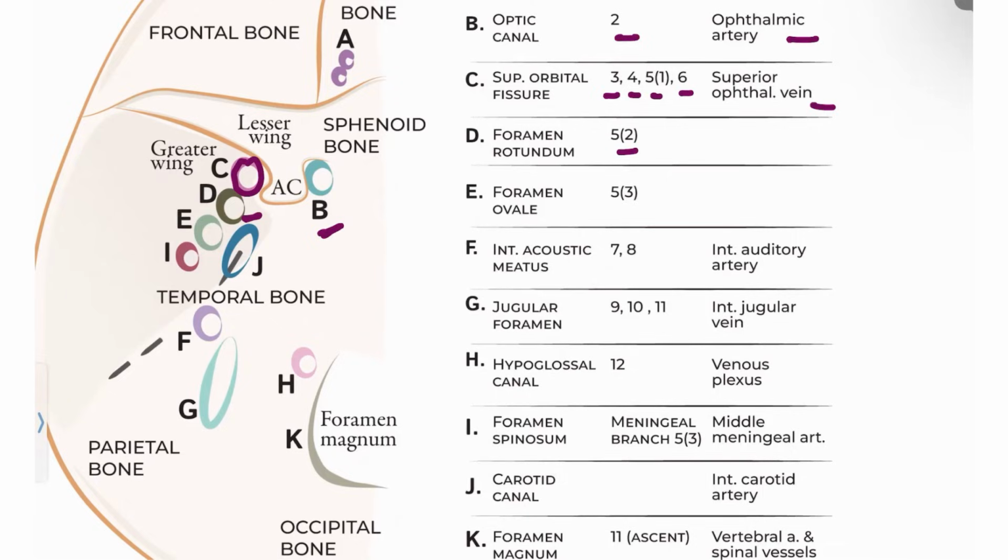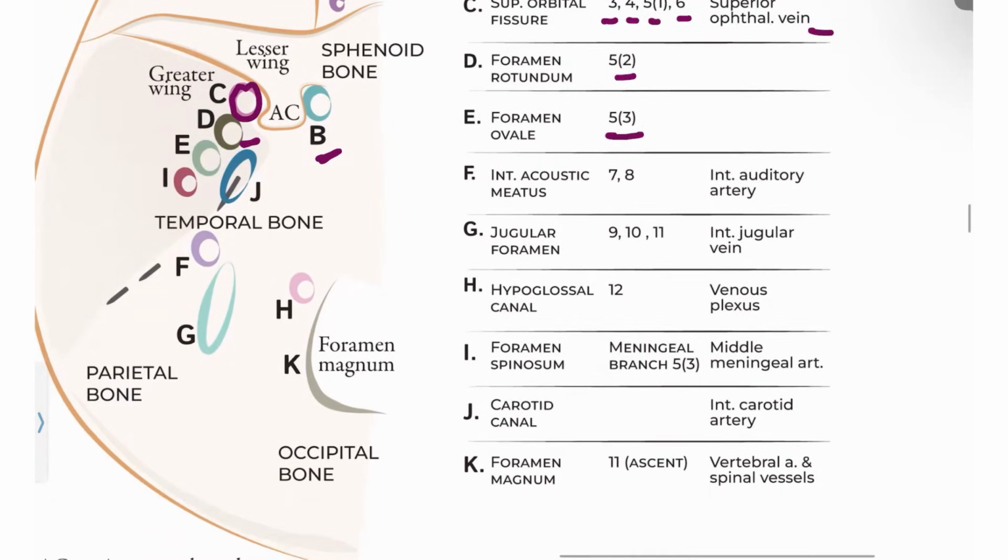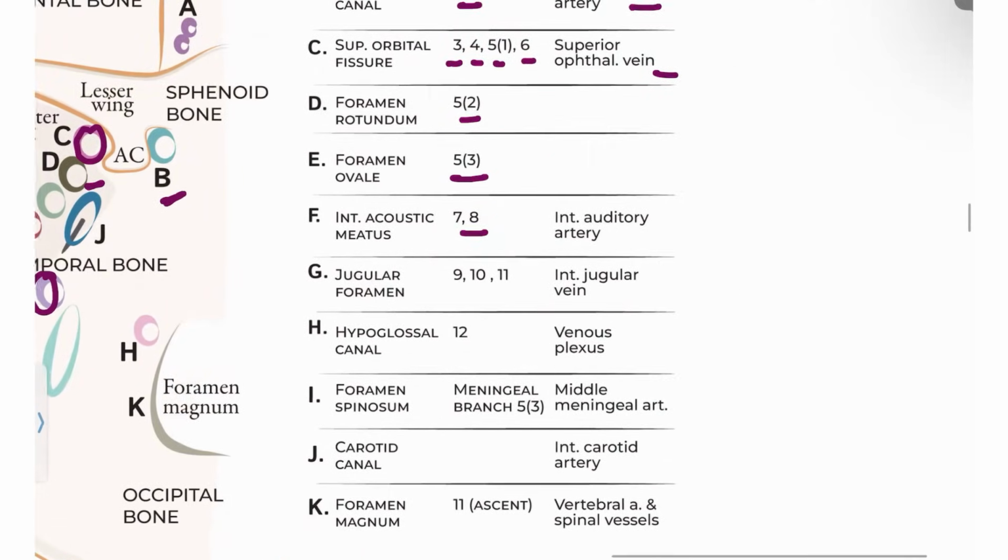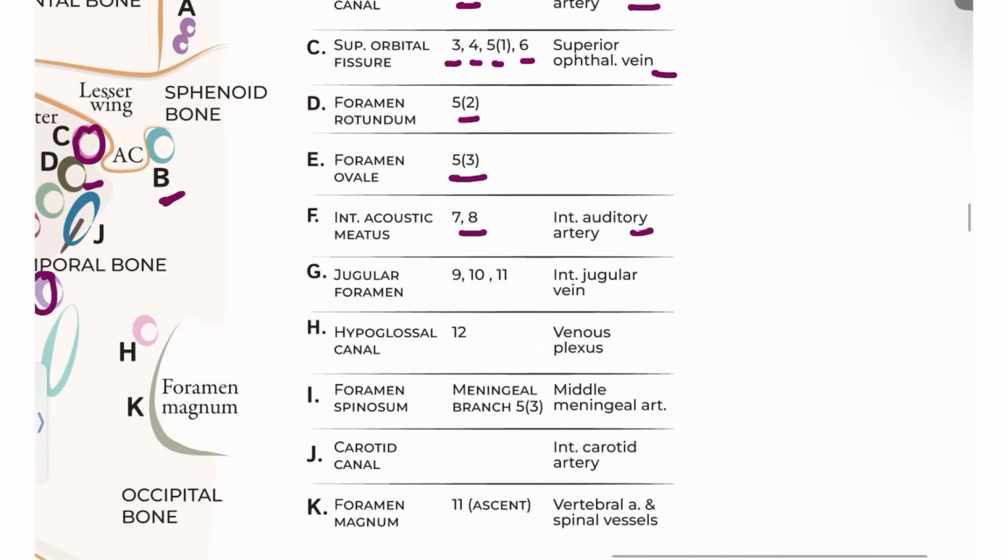And also the foramen ovale, just beside that. Here, the fifth nerve's third branch, the trigeminal third branch, is coming from the foramen ovale. And here you can see this is the internal acoustic meatus. The vestibulocochlear nerve is coming from here. Along with that, there is the facial nerve. Both of these are coming from this structure only. Remember, the internal auditory artery also comes here.